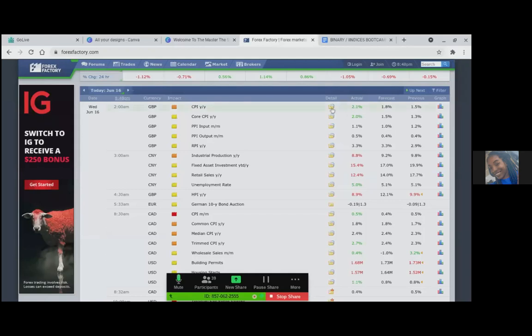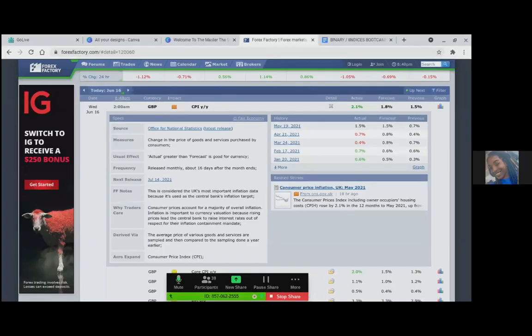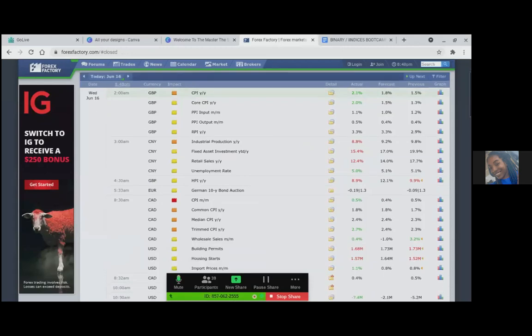It'll tell you right here on this detail box whether it's good for the currency. If you see words like greater, good, stronger, then look for the market to be a little stronger. Look for some buys, but those are the key words that you're looking at on these currencies when it comes to news. And then you have red folders.